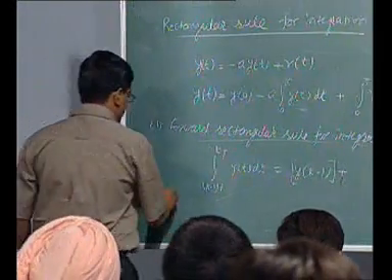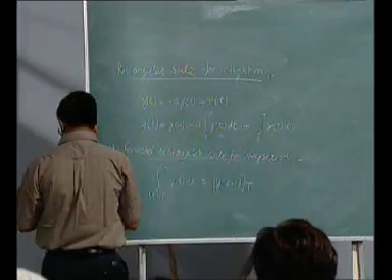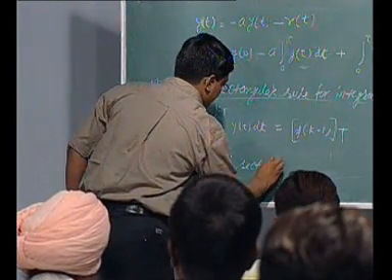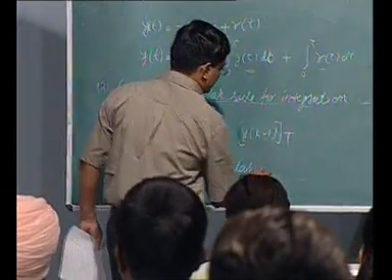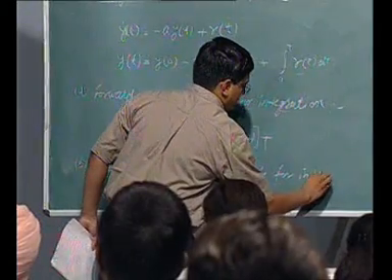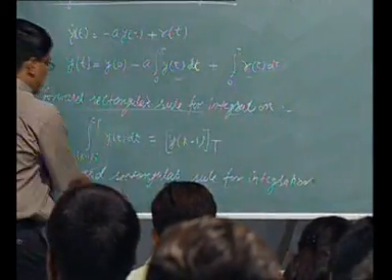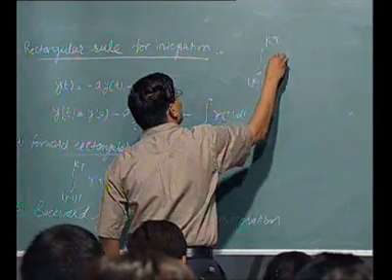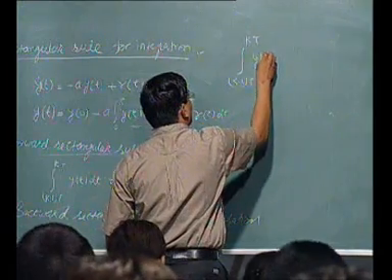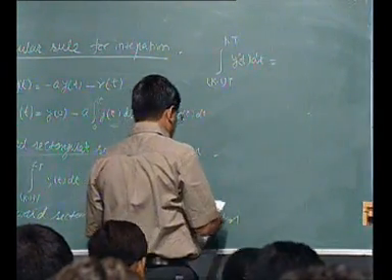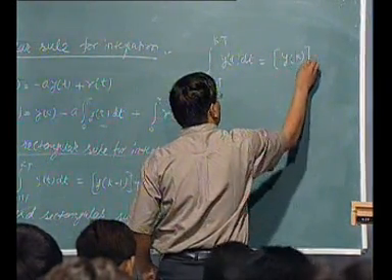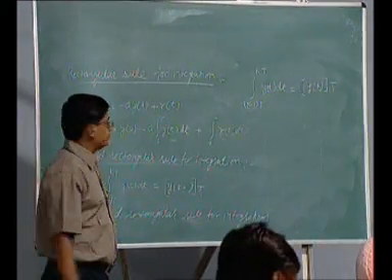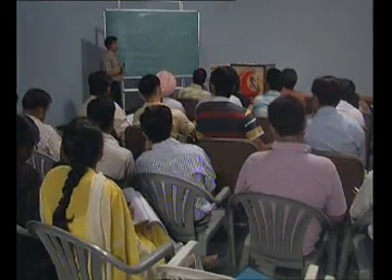And the second one is the backward rectangular rule for integration. According to this, the integral from (k-1)t to kt of y(t) dt equals y(kt). These are the two rules. Clear? Any doubts? Okay.